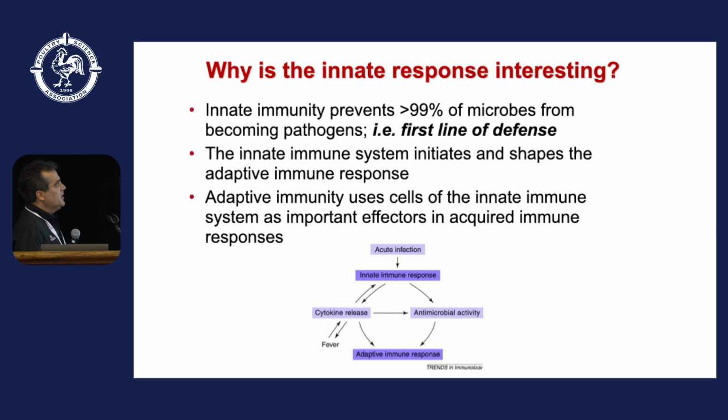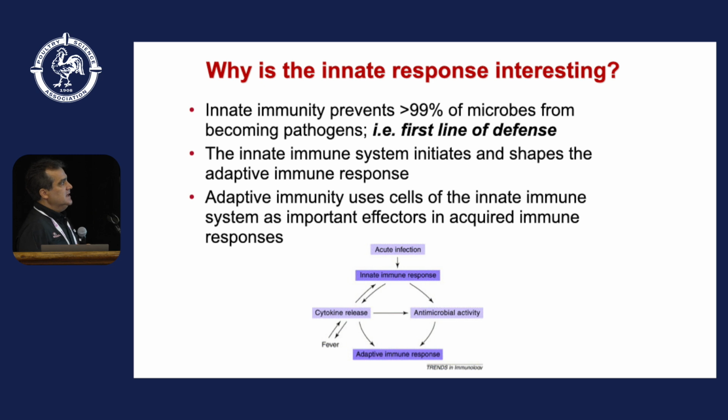But what's more important is that for the longest time, we were under the impression that these were 2 different, separate entities acting in independent fashions, and that's far from the truth. They act together, innate and adaptive, all the time. There's always a loop that feeds each other. It initiates and shapes the adaptive immune response, and I'll show you a couple of examples in a bit. Adaptive immunity also uses the cells of the innate immune system as important effectors in acquired immune responses.